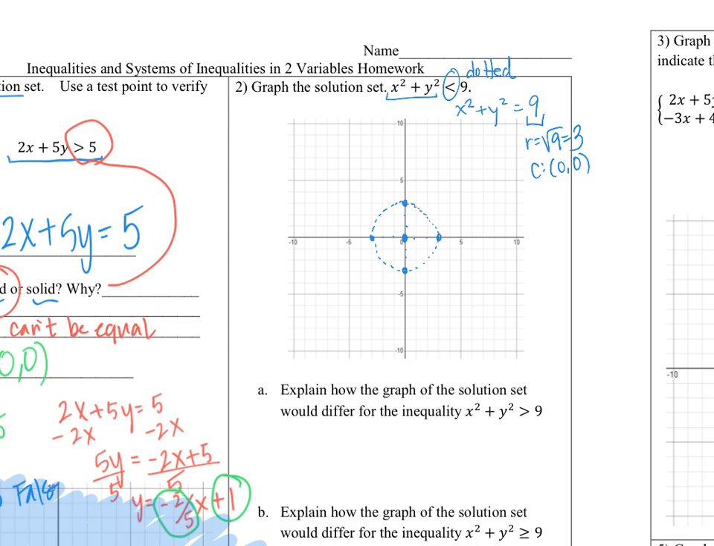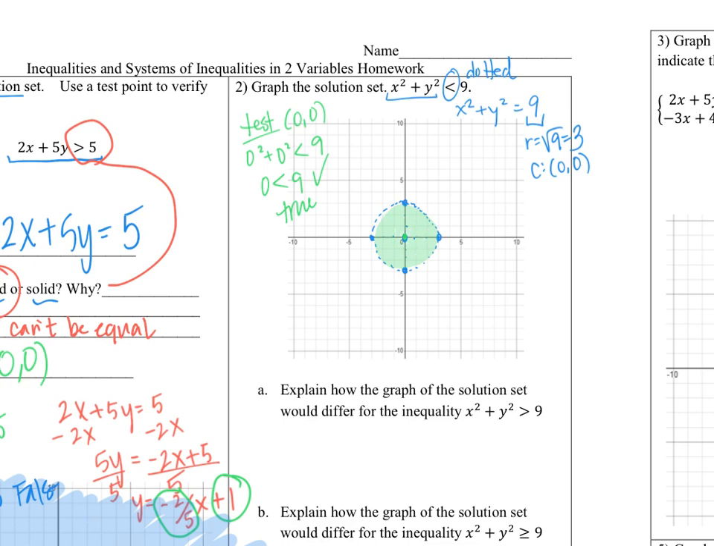And so then I need to determine which way to shade. So again, let's pick a test point. I'm going to test 0, 0, which is right in the middle, and I'm going to plug it into the original. So 0 squared plus 0 squared, is that less than 9? Is 0 less than 9? Yes, it is. So I'm going to shade everything inside the circle.